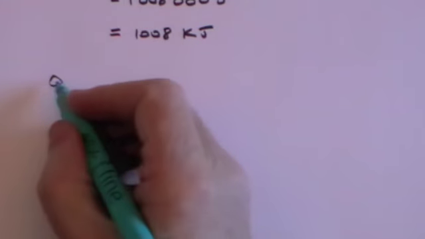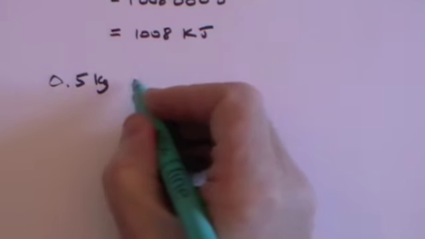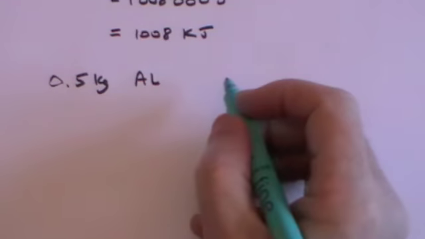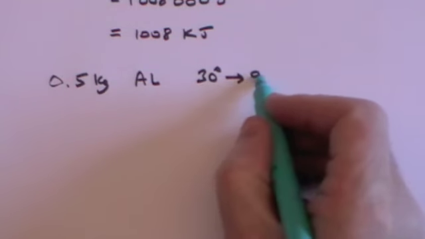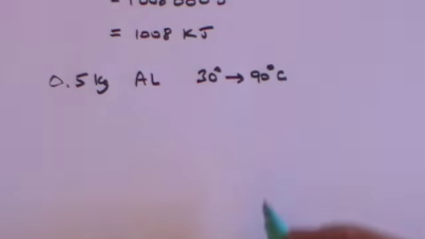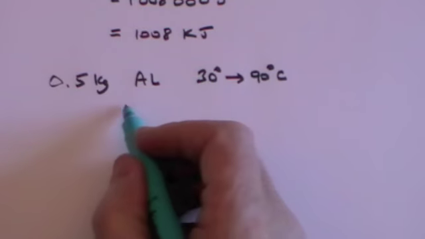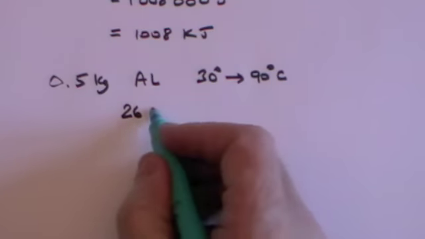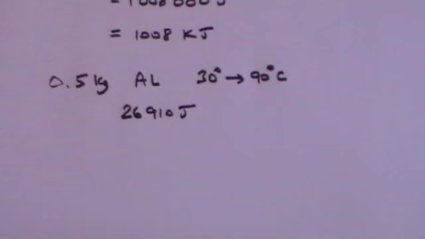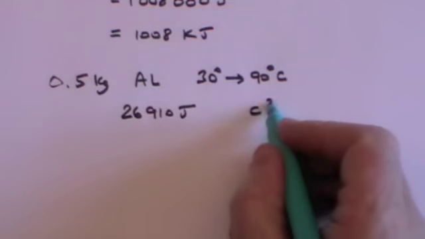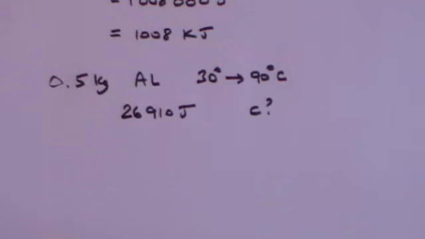I have a 0.5 kilogram block of aluminium. And I want to change the temperature from 30 degrees to 90 degrees centigrade. And in order to do that, I use 26,910 joules. And the question is, what is the specific heat of aluminium?